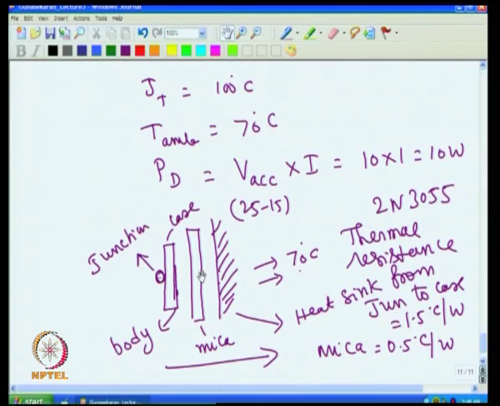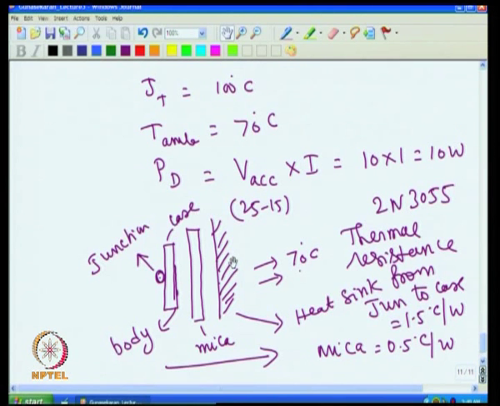Then from here, this and this are at the same contact. So, from here the heat has to go to ambient. Now, if I put a bigger heat sink, then thermal resistance from heat sink to ambient will be smaller. Assume I have put a bigger heat sink, because from the heat sink size you can find out the thermal resistance from the data sheet of the heat sink.